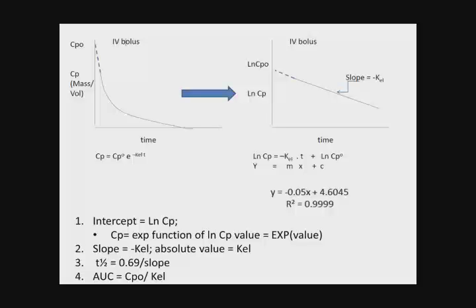And of course, now we have the slope. If you like, you can also calculate the half-life. Half-life is equal to 0.69 over KEL. We know that half-life is the time it takes for a drug's concentration to reduce by 50%. And finally, if this relationship is true, that is, if it's a simple first order kinetic elimination, AUC is going to be equal to CP0 over KEL. Very nice and smooth. So based on this simple assumption of first order kinetics, you could basically get all 4 parameters.